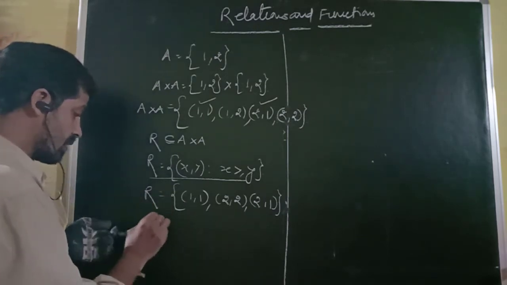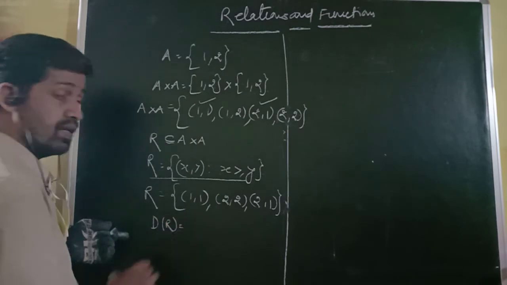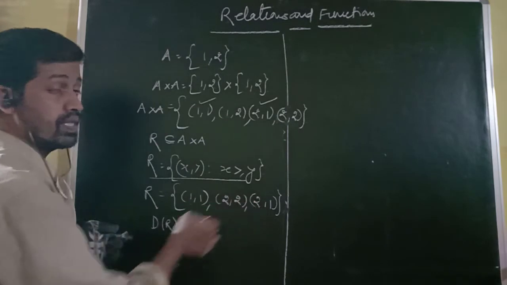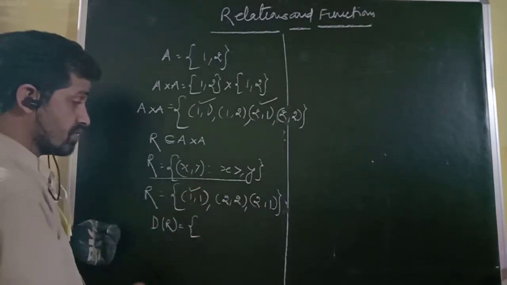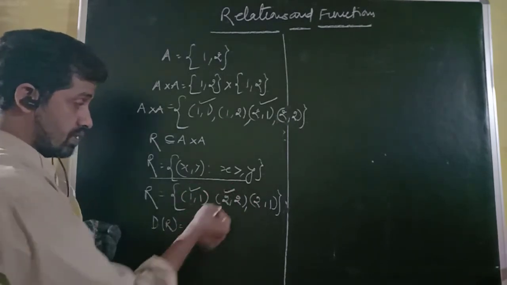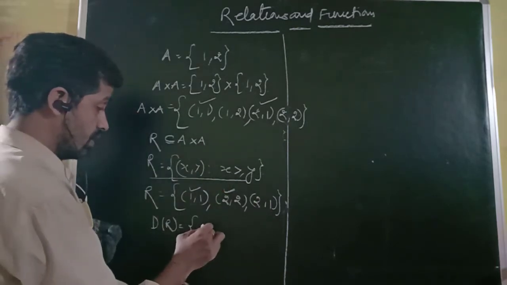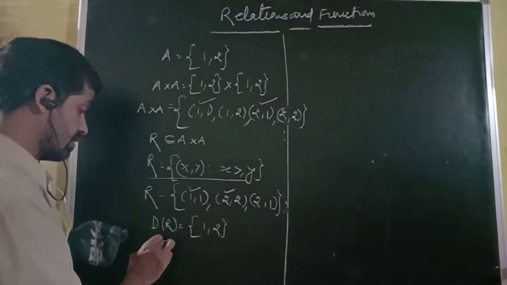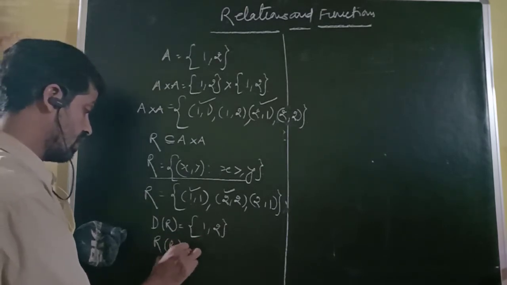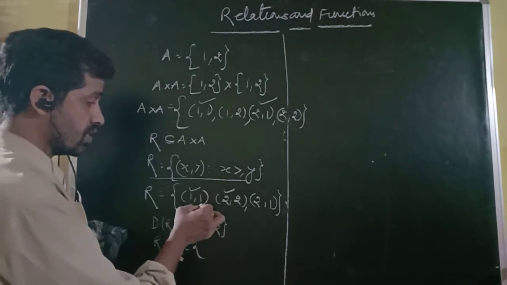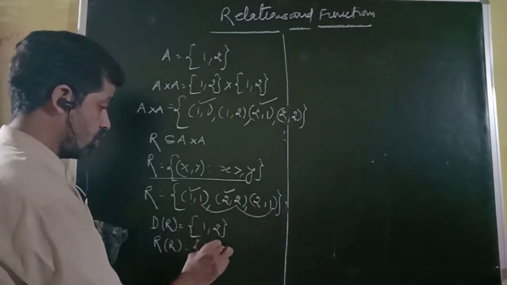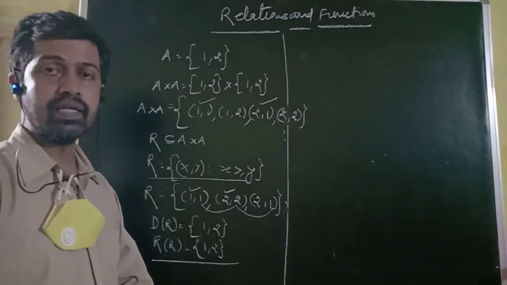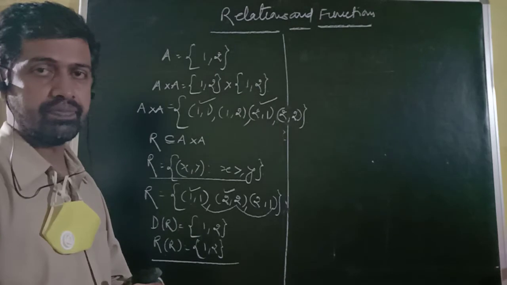Now we used to get the domain of the relation. Under domain of relation, we used to write the first elements of these ordered pairs. So the first elements are 1 and 2. Repetition is not allowed in a set. So {1, 2} is the domain. And likewise we get the range, that means the collection of all the second elements. So that is again {1, 2}. This is what we studied in class 11.